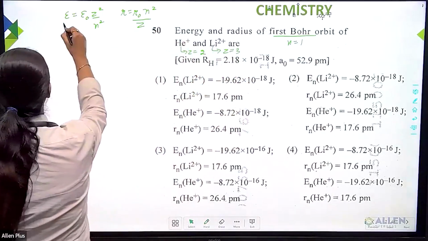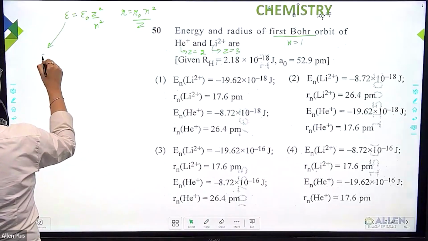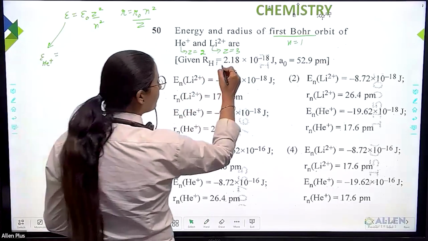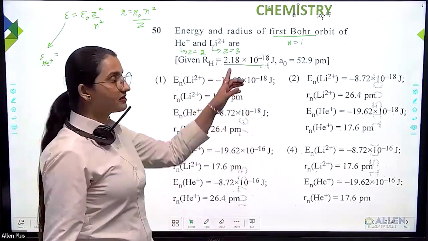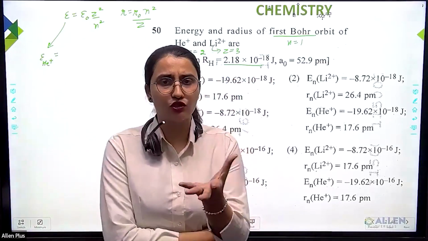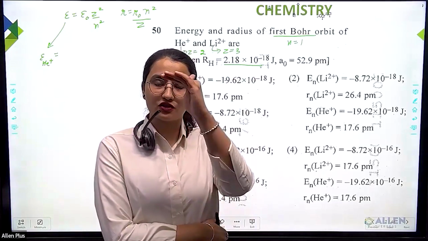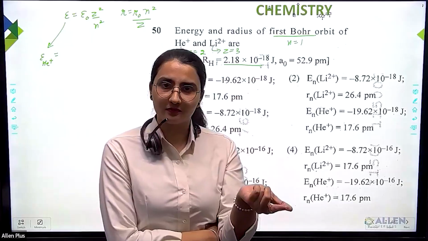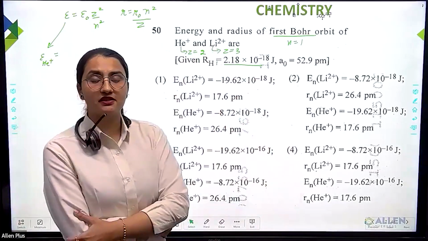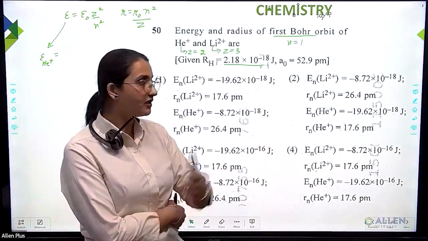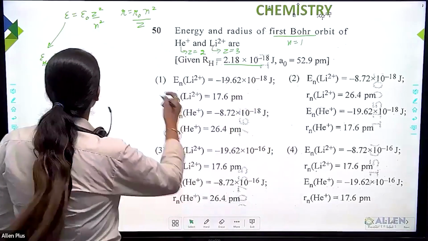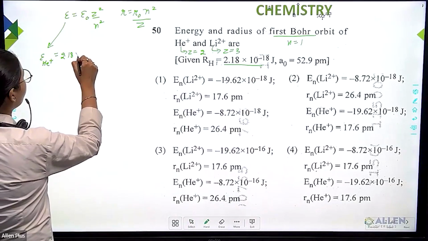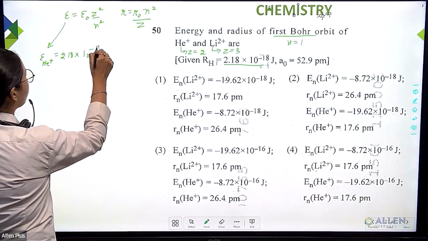Let's substitute value. When I find energy for helium plus, it would be E naught. What is this, students? I think you know. E naught is the energy of electron in first orbit of hydrogen atom. Instead of E naught, they have just written the word RH. We can go with this Rydberg's constant. So I'll substitute this: 2.18 into 10 raised to power minus 18.